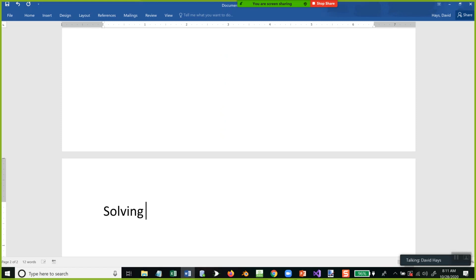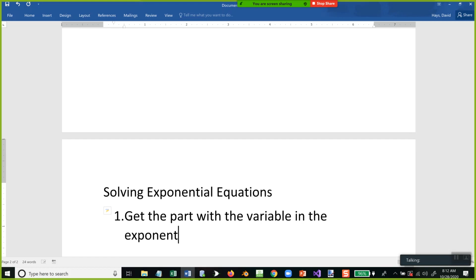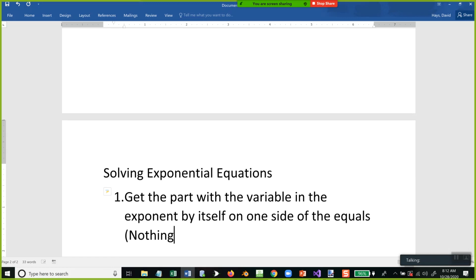A general method for solving exponential equations, assuming the equality of exponents fails. Step one, get the part with the variable and the exponent by itself on one side of the equals. Nothing in front of it, nothing after it.